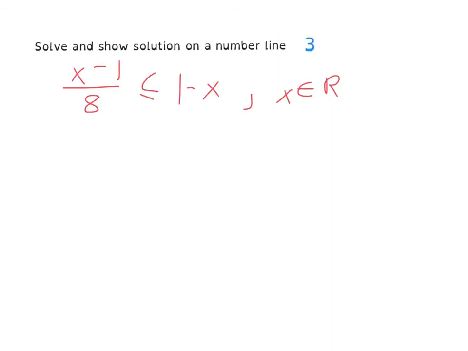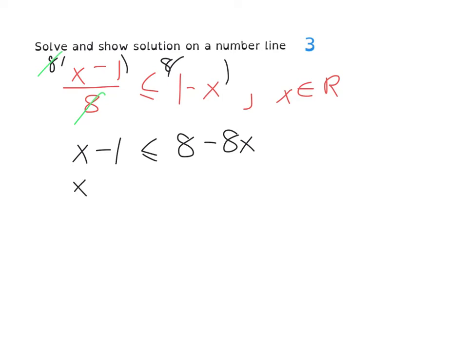Okay, let's have a look at this question. We have a fraction here. What to do? We have to get rid of the fraction, and this can be made by multiplying by 8 and multiplying by 8. Okay, so we can cancel these, and we will be multiplying 8 by 1 and 8 by minus x on the right side. So on the left, we have x minus 1 and 8 minus 8x. Now we have to put letters on one side and numbers on the other.